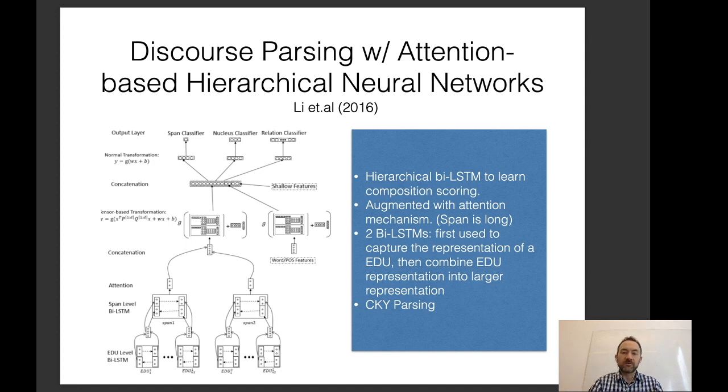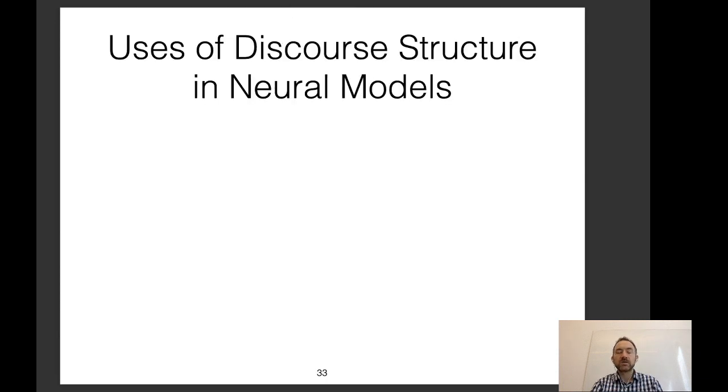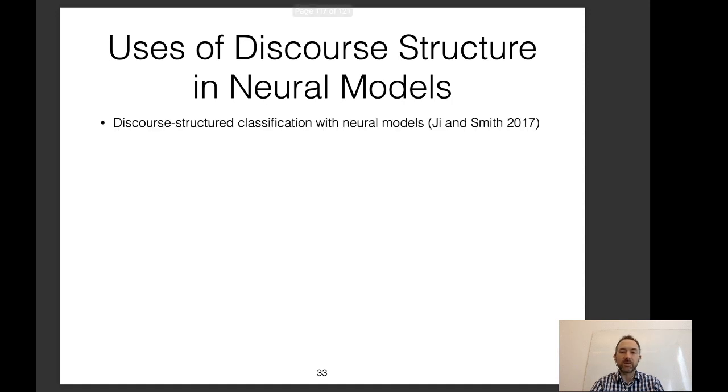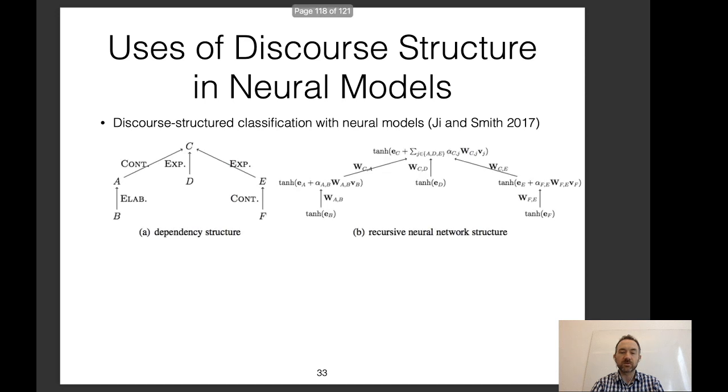Another example of how you could implement something like this is with attention-based hierarchical neural networks that calculate attention first over individual words, and then gradually build it up to higher level representations using hierarchical attention. So this would also be a good tool for something in this space. And finally, I'd like to point out uses of discourse structure in neural models. So, discourse structured classification with neural models.